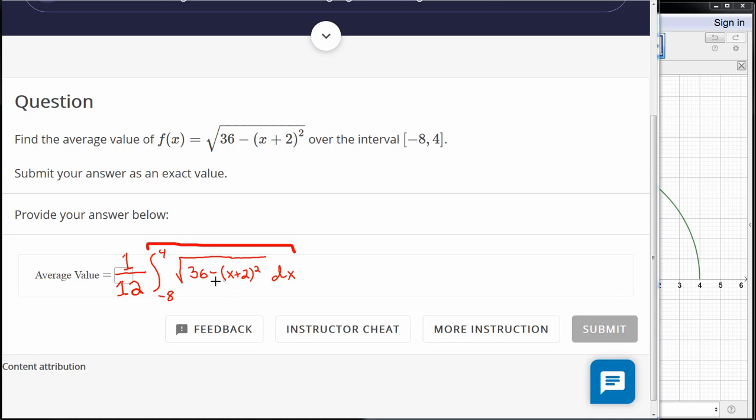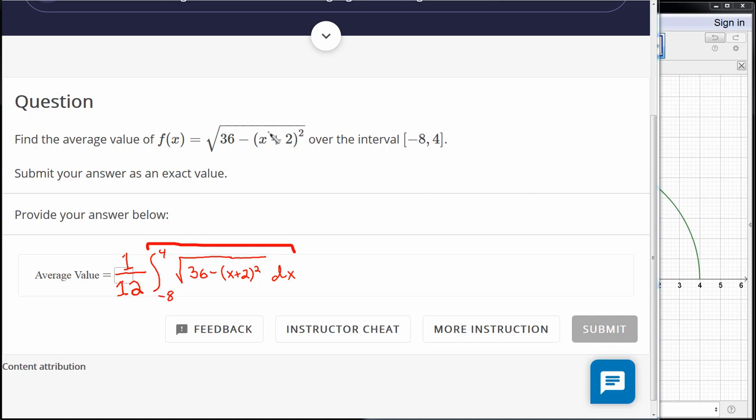So this definite integral, I look at that and I think, yikes, that looks pretty bad. But if you're sneaky, you'll recognize that this is the graph of a semicircle, and the radius probably has something to do with 6, because the 36 is 6 squared. Then this x plus 2 means probably that the center is not at the origin, but at plus or minus 2 or something. So you might recognize this as the graph of a circle.